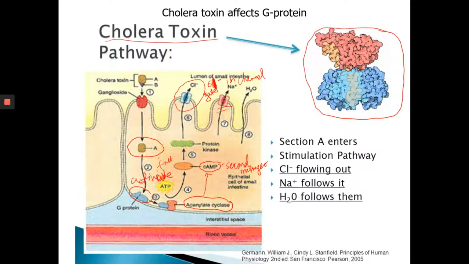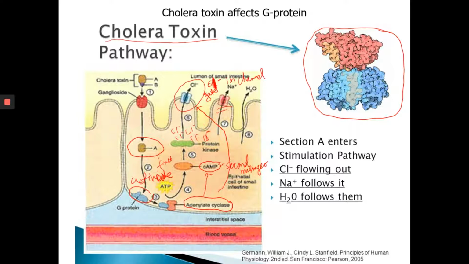So this series of pathways eventually is going to cause the continuous opening of the chloride ion channel. If you remember from the gated ion channel receptor, if the channel is open, then the ion is going to diffuse, following the concentration gradient. So you have a lot of chloride inside the cells lining your intestines.